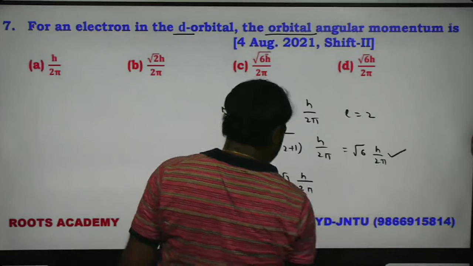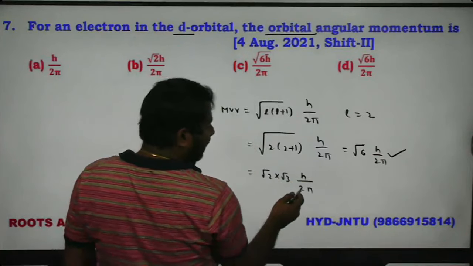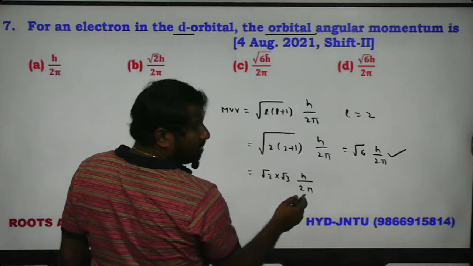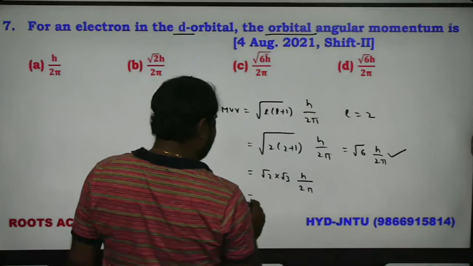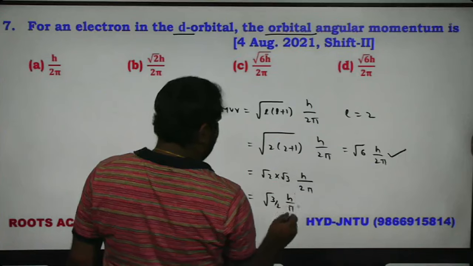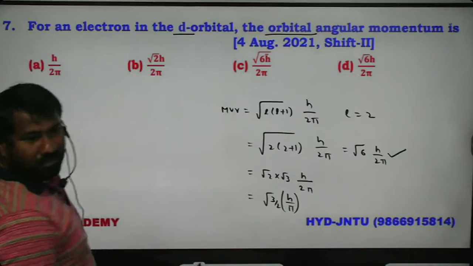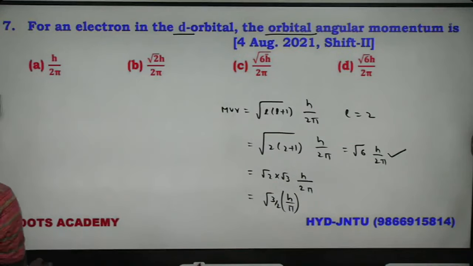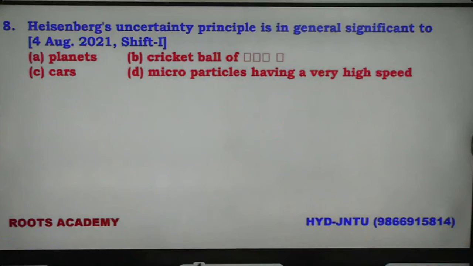Ela ichina correct. Otherwise, dini 2 into root 2 raskondi. E root 2 cancel ayyindi. That is √3 by 2 into h by π. Etla ichina correct. Okay. The next question. Heisenberg uncertainty principle is generally significant. Then significant chestadi, microparticles kada. Microparticles heavy, having very high speed. Very good.